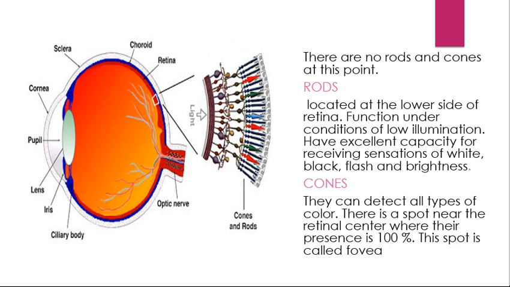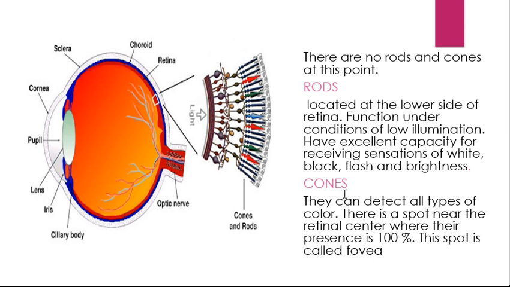The light waves enter the eye, pass through this outer portion, the cornea, then iris, lens, aqueous humor, vitreous humor, and then reach the retina part of the eye. These receptors are of two types, rods and cones.